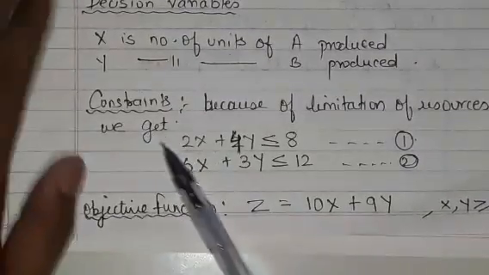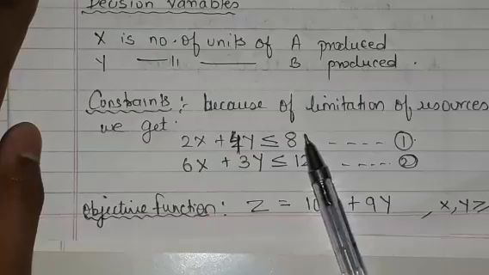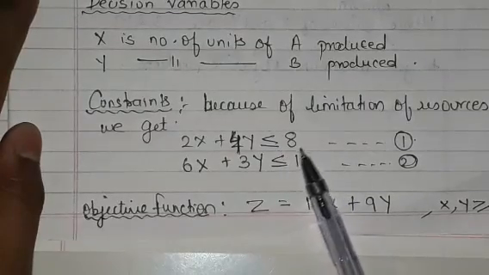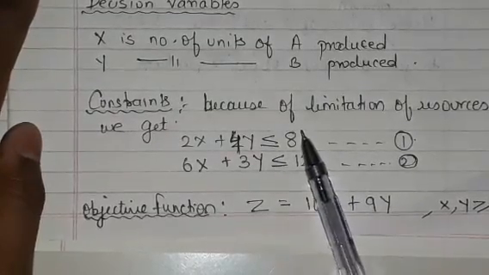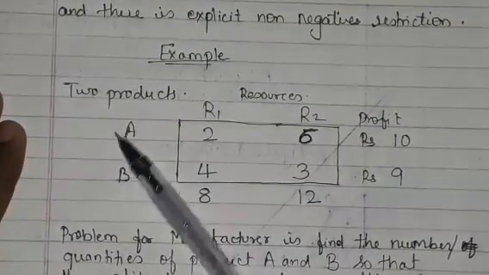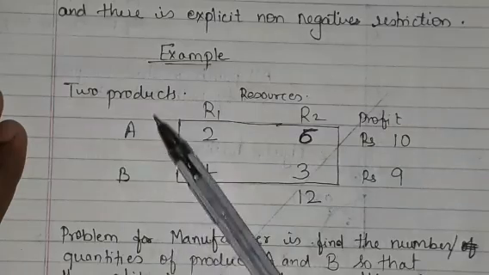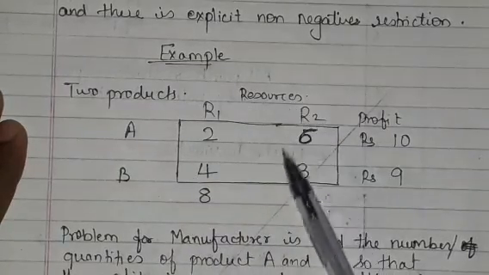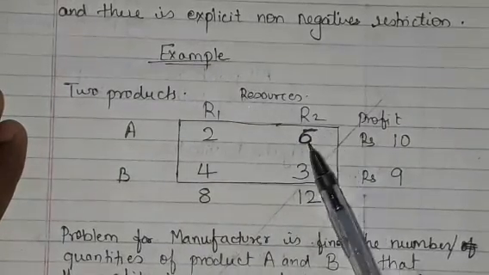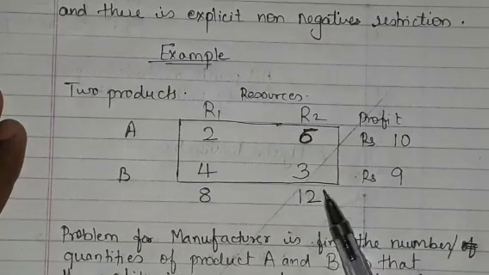So see, 2x plus 4y should be less than or equal to 8, right, because I have a limited amount of resources, which is 8 of R1. Similarly, if I make x amount of product A and y amount of product B, then with raw material R2, 6x plus 3y should not be greater than 12. That means it should be less than or equal to 12.